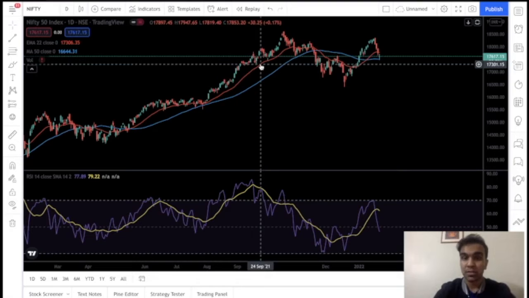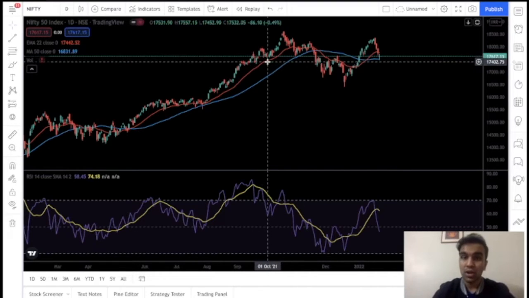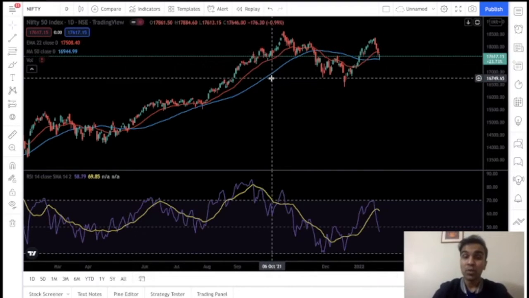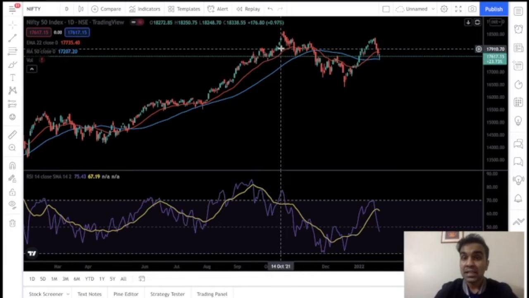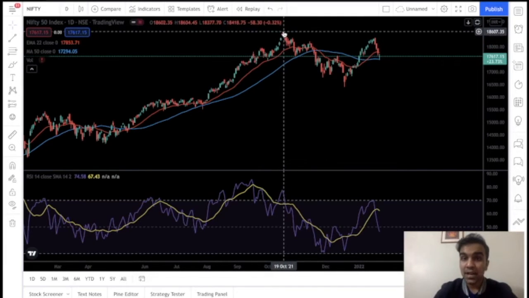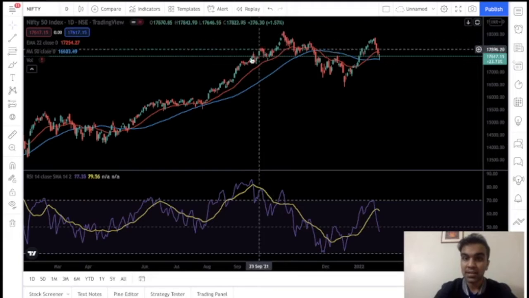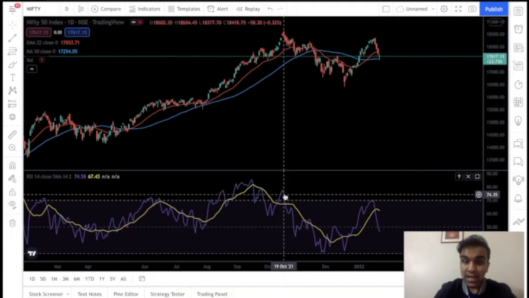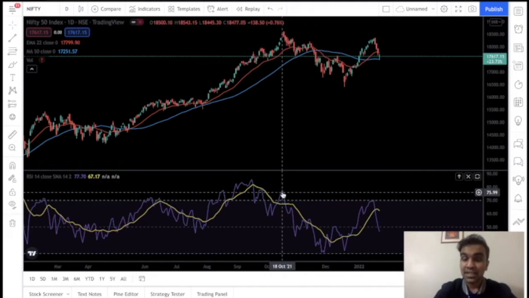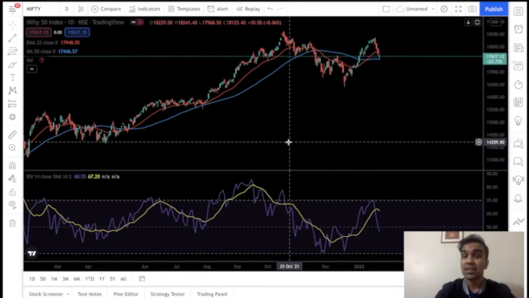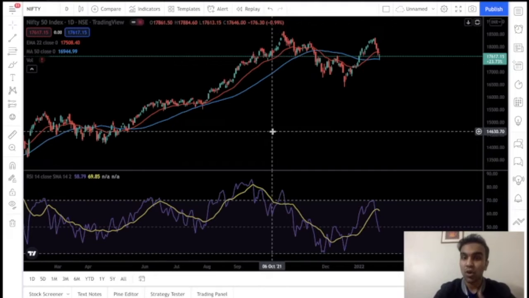Maybe you would look for some pullback or buying opportunity and you would go long, and then the market would go up. But what is very interesting to see here is that even though the market has made a higher high, and it is actually much higher than the previous swing, the RSI has made a lower high. This thing is called a divergence, and this is something which lots of experienced traders use to find out trend reversals long before they happen.